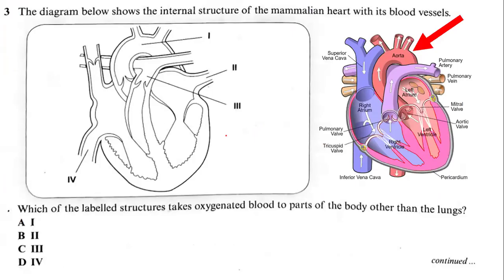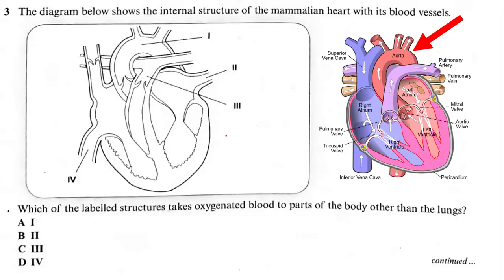Shekinah. No? Okay, so which labeled structure takes oxygenated blood to all parts of the body? Which one y'all have for this one? Shekinah says, hola. Okay, good. Which one y'all have for this one? I, double I, triple I, or IV? I have A. You have A. Very good.